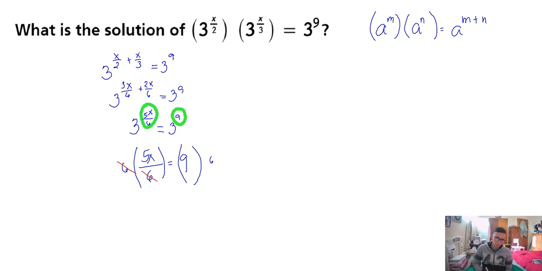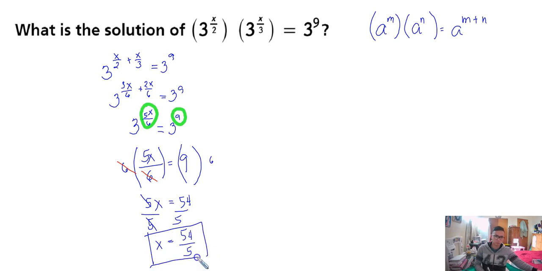When we multiply that by 6, of course, this will be eliminated. I'll copy my 5x here. So I have 5x is equal to 9 times 6, which is 54. And then I'm going to divide both sides by 5. So the value of x here is now equal to 54 over 5. Therefore, because the question is what is the solution, the solution is 54 over 5. So that is our first example.